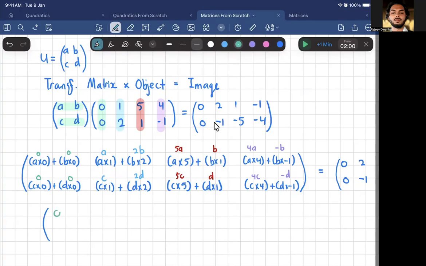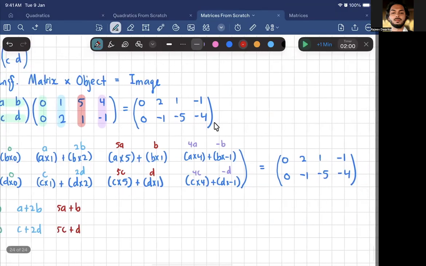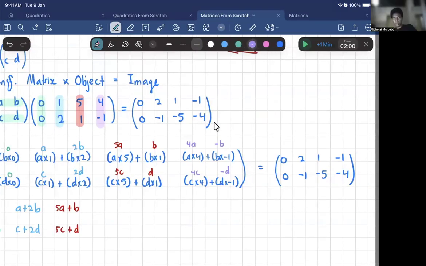Right, 0 plus 0 is 0. Then we have A plus 2B. This is A plus 2B. This is C plus 2D. Could somebody tell me what the red part's going to be? 5A plus B. 5C plus D. Right, 5C plus D. Purple part now? 4A minus B. And 4C minus D.